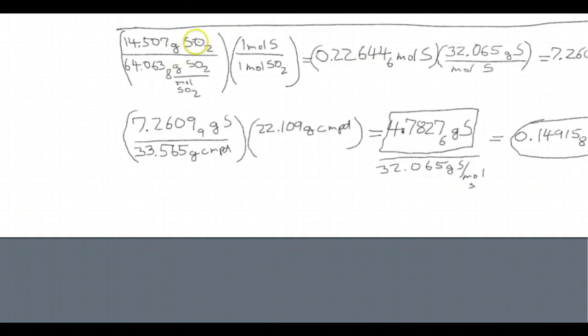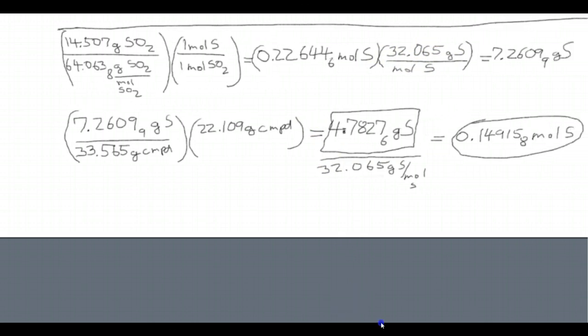Now we're going to take the sulfur dioxide that came from the 33.565 grams of the compound, 14.507 grams of sulfur dioxide, divide by the molar mass of sulfur dioxide times 1 mole of sulfur per 1 mole of sulfur dioxide gives us moles of sulfur, 0.226446 moles of sulfur. Multiply times the molar mass of sulfur, 32.065 grams per mole, and we get grams of sulfur. But this is grams of sulfur in 33.565 grams of the compound. We want to know how many grams of sulfur there were in 22.109 grams of the compound.